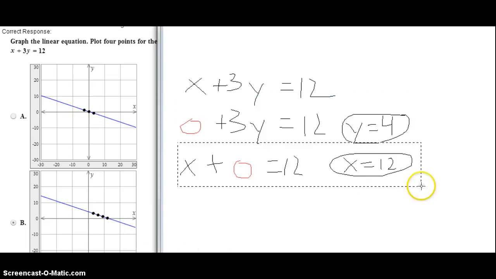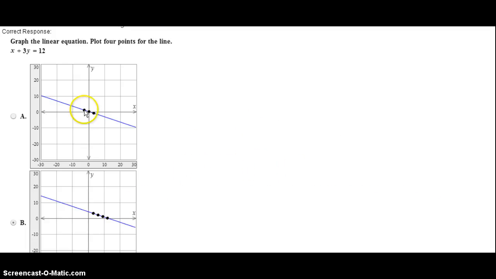And you can also find another point here. Plug in the 0 for y, you just have x = 12. So again, the line should cross the x-axis here at 12, so we go over one spot to 10. This one crosses a little bit after 10, so yeah, it could be 12. And again, this line does not cross the x-axis at 12, so A isn't an option. It's got to be B.